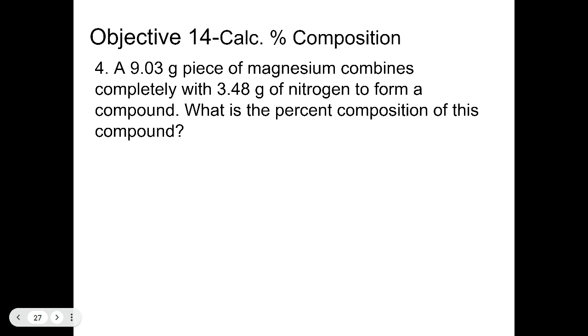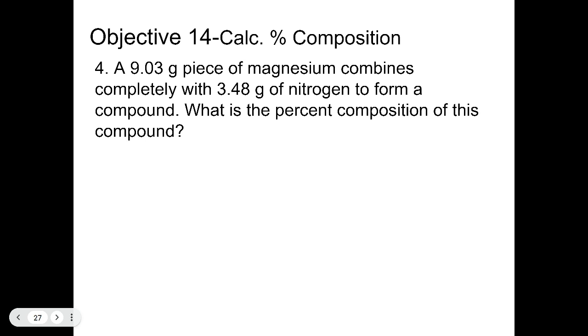So the total of our compound is going to be 9.03 plus 3.48, giving us 12.51 grams for our total overall mass. Now we can use our actual mass of nitrogen. We wouldn't even have to use our molar mass. We can use our actual mass of nitrogen and magnesium. And in fact, I'm going to use magnesium first because it's here.